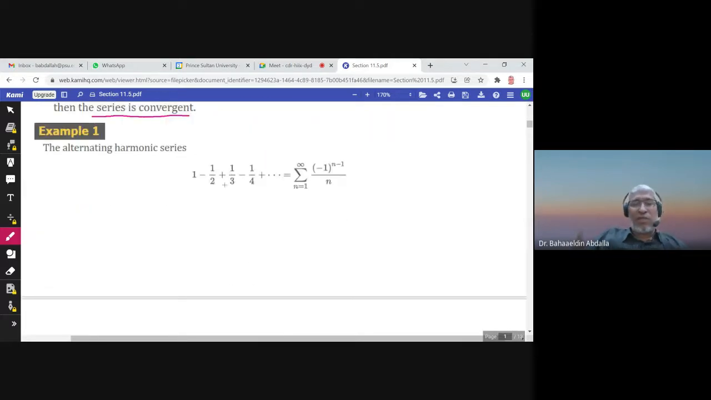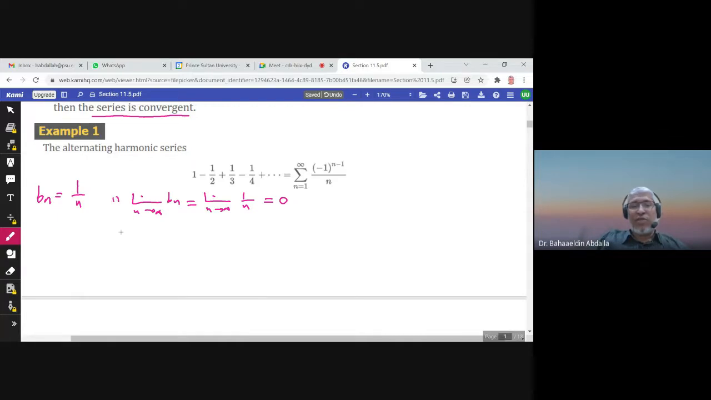Let us consider this series, and we will call it the alternating harmonic series. You remember the harmonic series is summation 1 over n. So if we have negative 1 to some power, then this is the alternating harmonic series. It is an alternating series. So what is bn in this case? bn is the absolute value of an, or it is just 1 over n. Now the limit of bn when n goes to infinity is the limit of 1 over n when n goes to infinity, and 1 over infinity is 0. So the first condition is satisfied.